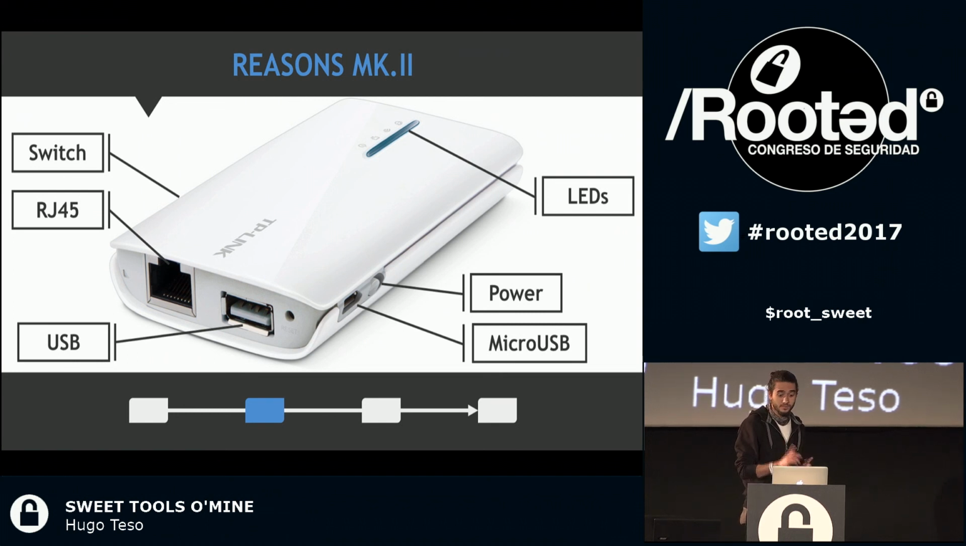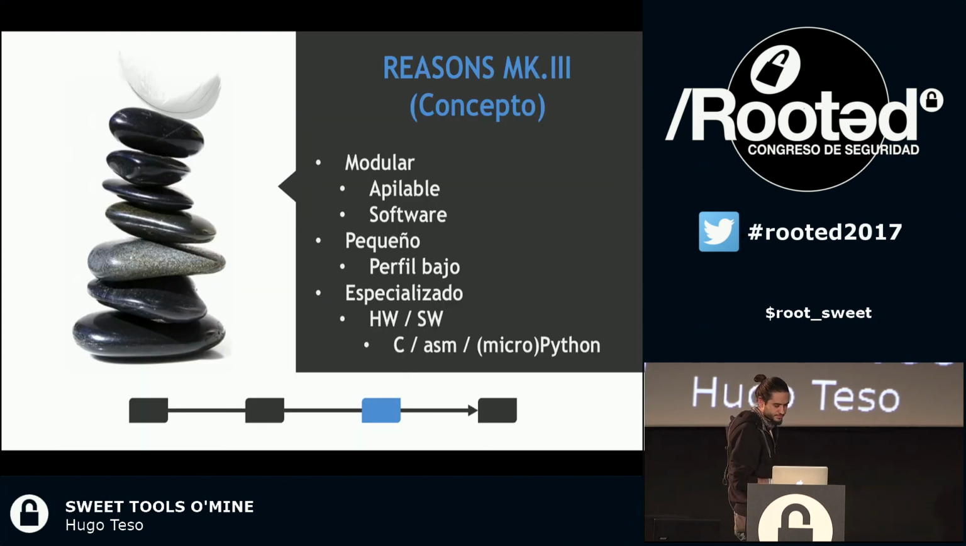However, this was a proof of concept, not a prototype, and as I say, discreet enough, small enough, and it looks harmless. But this is not what I wanted. It was just one more step. Therefore, we moved to MK3. The requirements here were for it to be modular, both in hardware and in software, stackable, so that you have very many modules. You use them as you need them. I wanted it to be small, low profile, and specialized, both for hardware and software. And I just wanted to use C, ASM, or MicroPython.